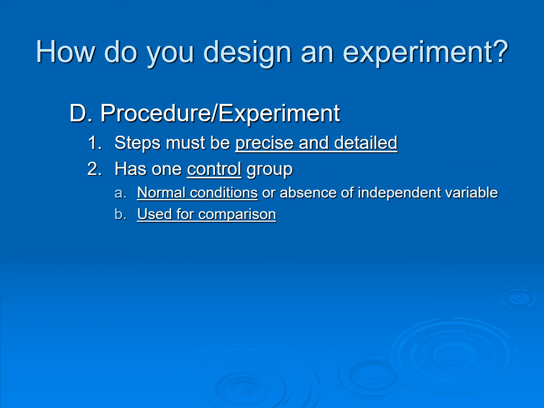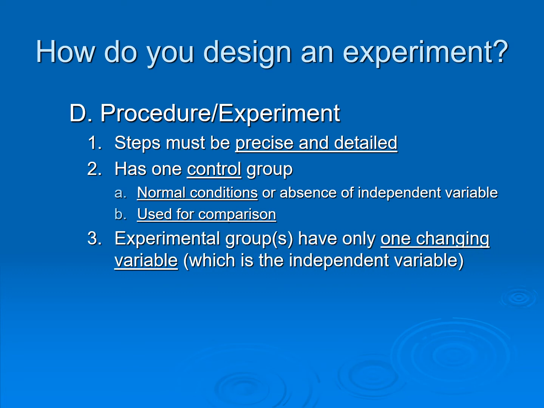Okay, you must have what's called a control group. Okay, this is normal conditions. So we were talking about working with fertilizer. Your control group would be growing your plant without fertilizer. That's normal conditions, or the absence of the independent variable, and it is used as a point of comparison. Okay, you can't say this fertilizer works better if you don't have a control group.